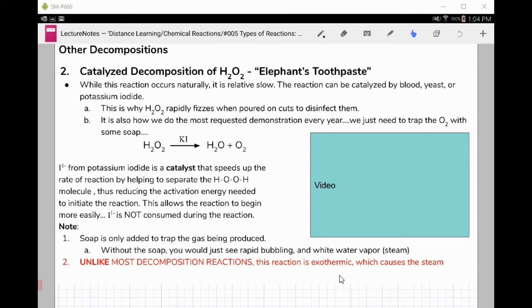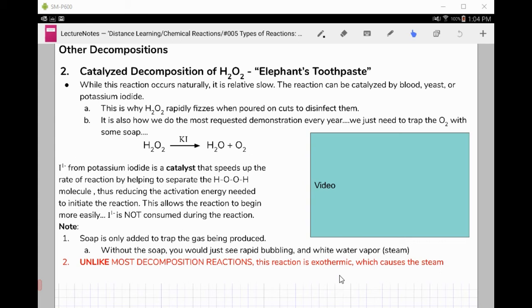However, this reaction can be catalyzed. And remember, catalysts speed up reactions by reducing activation energy. They essentially make it easier to take apart the reactant molecules in some way, right? Less energy needs to be input into the system. Now, this decomposition reaction can be catalyzed by a couple different things: blood, yeast, potassium iodide.